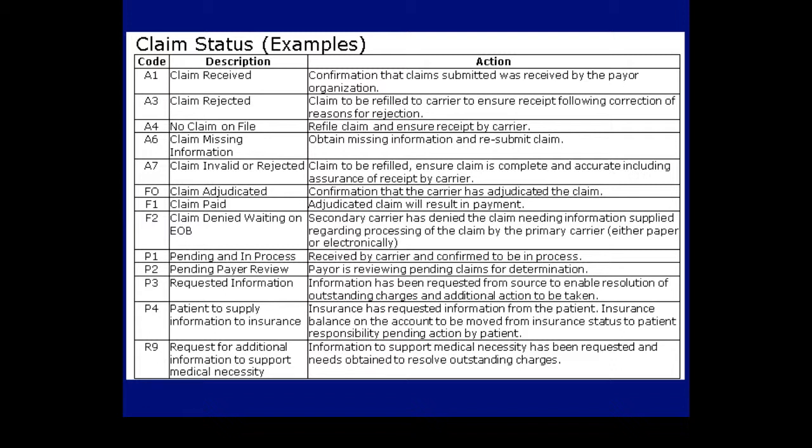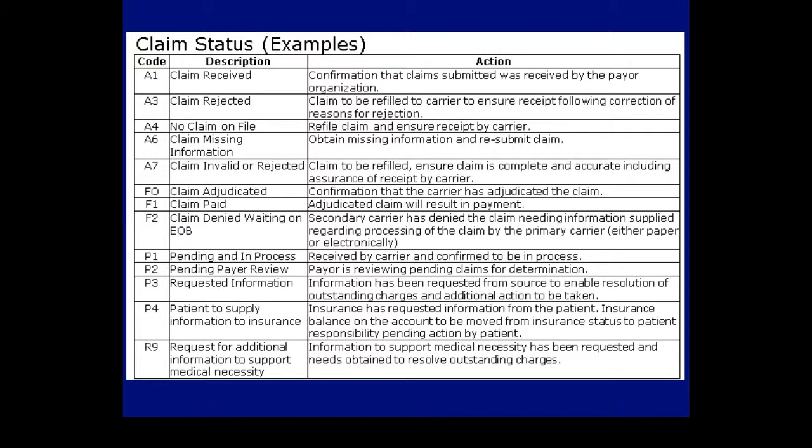Patient to supply information to insurance. Well, guess what? If I send a claim today, it's Monday, and I ping this and get a P4 back on Friday that says the insurance is requesting information from the patient, insurance amount to be moved from insurance status, patient responsibility pending action by patient, which is my action in my practice, I'm going to dump this to the patient on Thursday, put an automatic call out to them and say, hey, guess what? This insurance process didn't work because they need something from you. And I'm putting this balance onto you, because until you answer your insurance company, they're not paying me. So until you answer them, I'm not moving it back. Those are the types of things that you can find out.